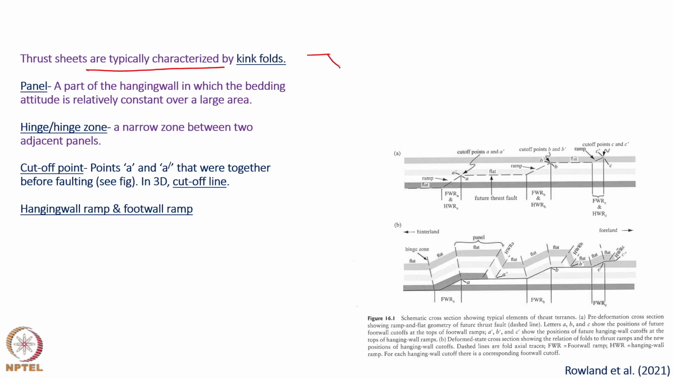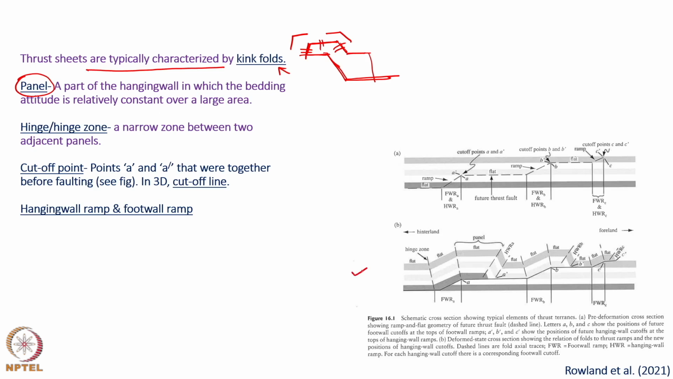Consider the ramp to flat transition is sharp, such as this, then the fold produced here is expected to be a kink fold. What are kink folds? These are folds with straight limbs and sharp hinges. What is the definition of a panel? A part of the hanging wall in which the bedding attitude is relatively constant over a large area.